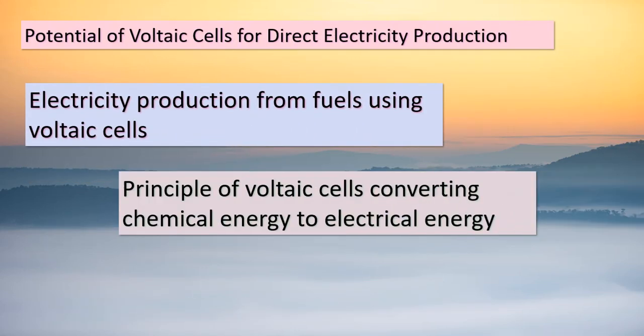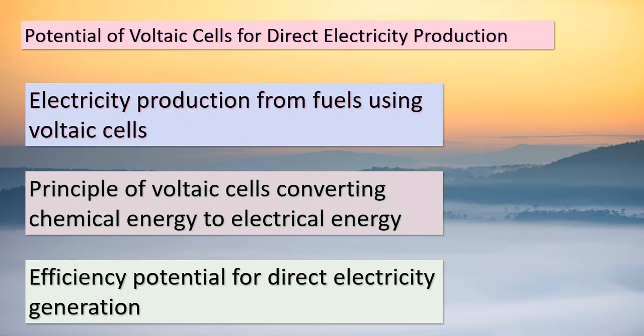Hello, eager minds. Today, we're venturing into the realm of voltaic cells and their potential to directly produce electricity from fuels. It's like a technological marvel straight out of science fiction. Imagine, instead of going through the process of burning fuels to create thermal energy and then converting it to electricity, we could use voltaic cells to directly yield electrical energy from chemical reactions. This concept is truly revolutionary.